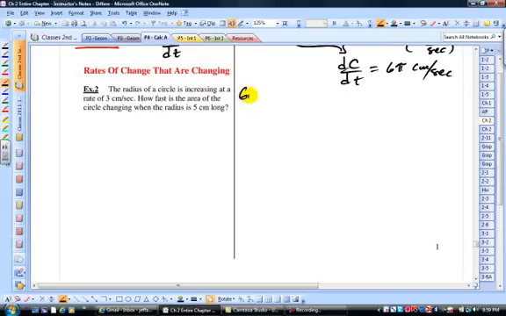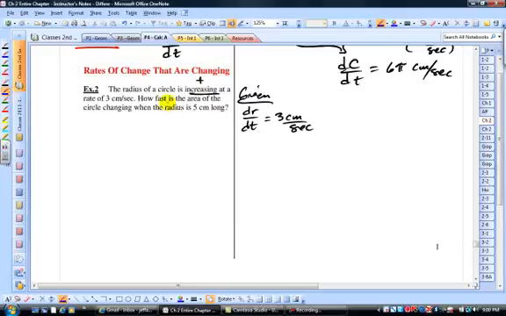We always want to write down the given information in the situation here. The radius of a circle is increasing. That's a positive number of 3 centimeters per second. And as I said before, that's the change in radius over time, written as dr/dt. And that's going to be equal to 3 centimeters per second. And that's a positive value because it's increasing. Remember that. If things are decreasing, we write that as a negative. And if things are increasing, it's a positive.